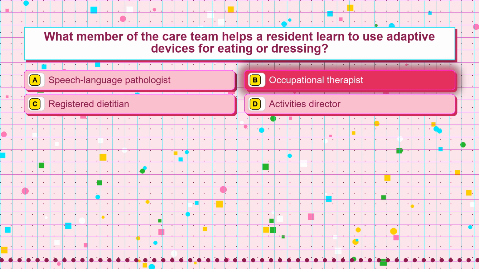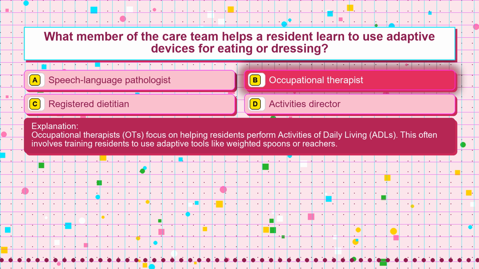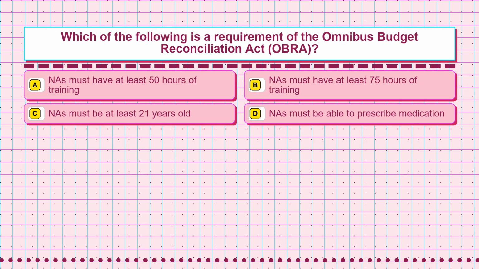The correct answer is option B, occupational therapist. Occupational therapists, OTs, focus on helping residents perform activities of daily living, ADLs. This often involves training residents to use adaptive tools like weighted spoons or reachers. Question 59. Which of the following is a requirement of the Omnibus Budget Reconciliation Act, OBRA?